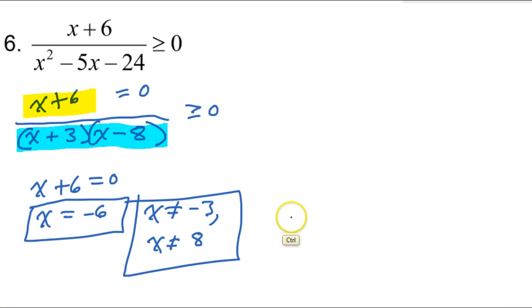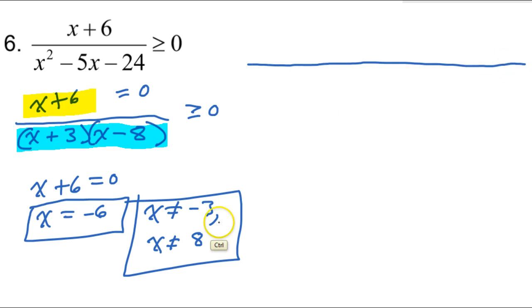So once you have your critical values, you make a number line out of them. Okay, let's see. I want to put them in order. So I've got -6, -3, and 8. Okay, so here's -6, here's -3, and 8.